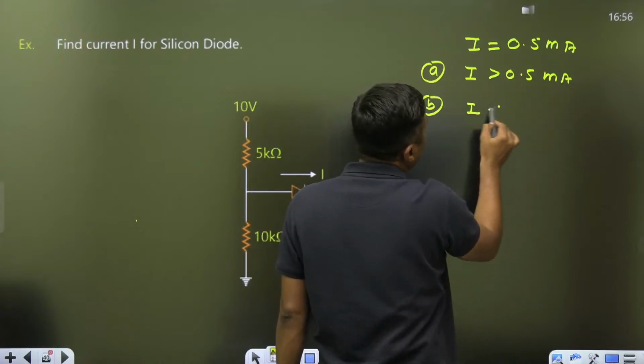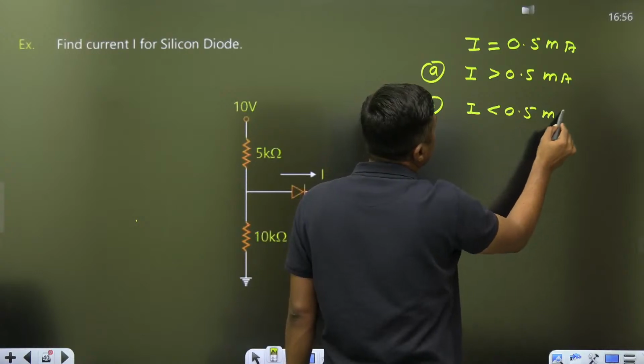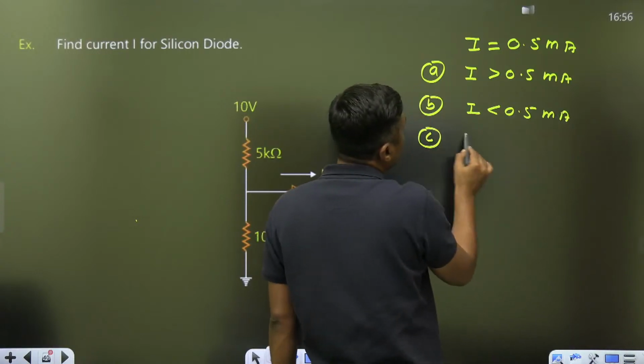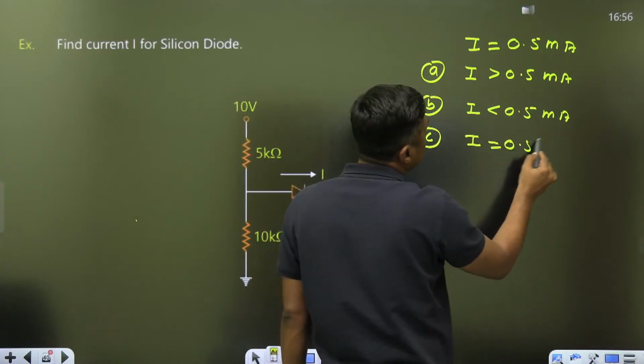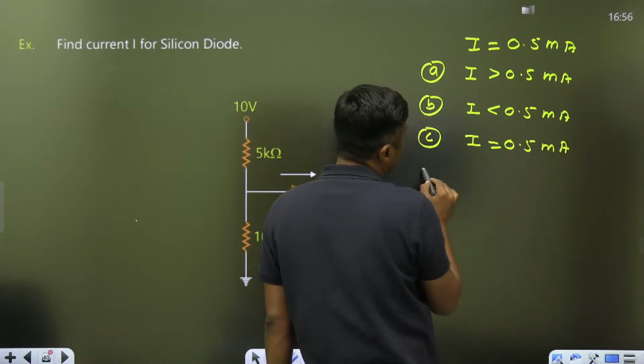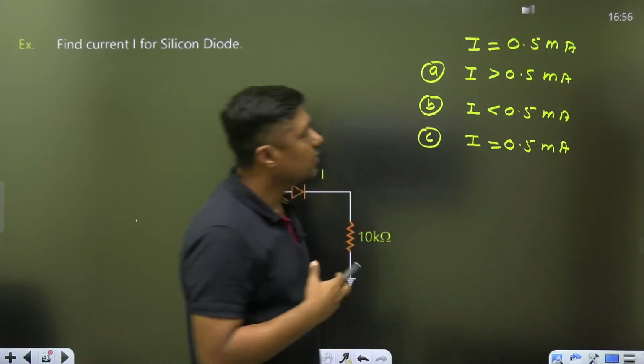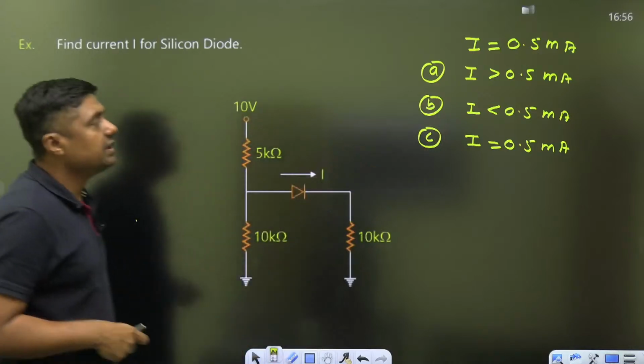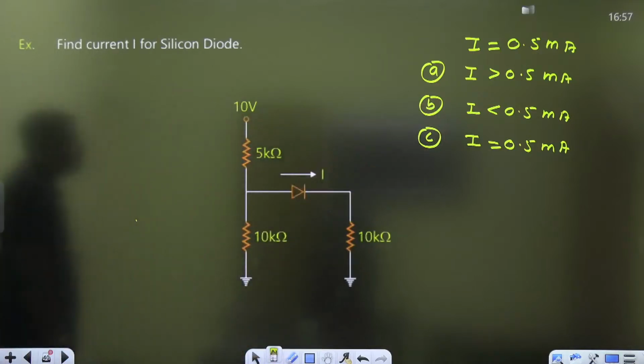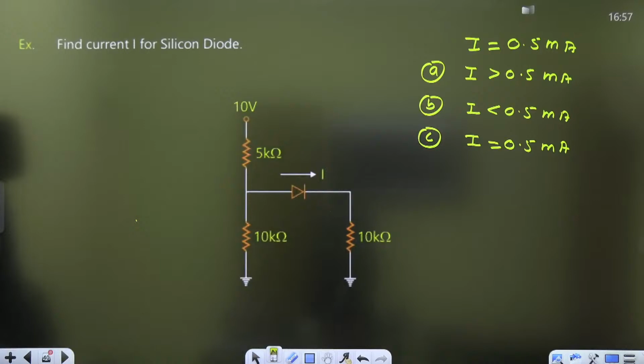Less than 0.5 milliampere? Equal to 0.5 milliampere? None of this. Right, tell me, these will be the 3 cases: I greater than 0.5, less than 0.5, equal to 0.5 milliampere. What about the current? Will it reduce or will it increase?